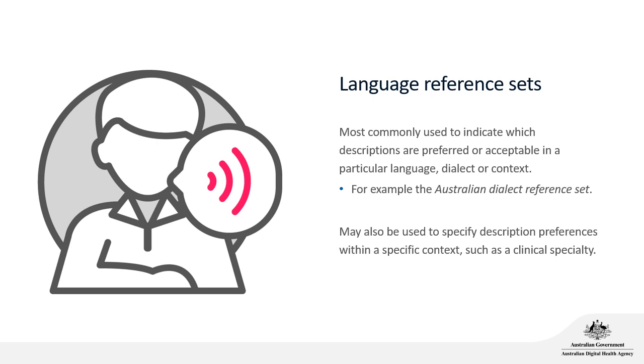Language reference sets are most commonly used to indicate which description or synonym is preferred or acceptable in a particular context. An example is the Australian dialect reference set, which specifies descriptions as either preferred or acceptable in the Australian healthcare environment. A language reference set could also be used to specify a description preference within a specific clinical specialty.